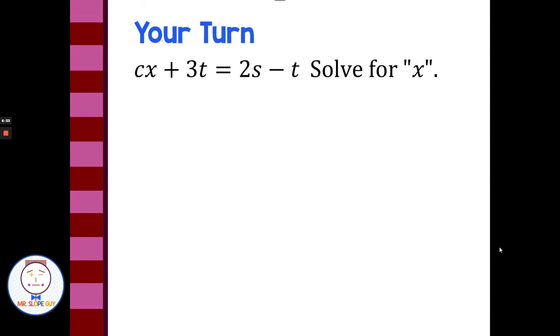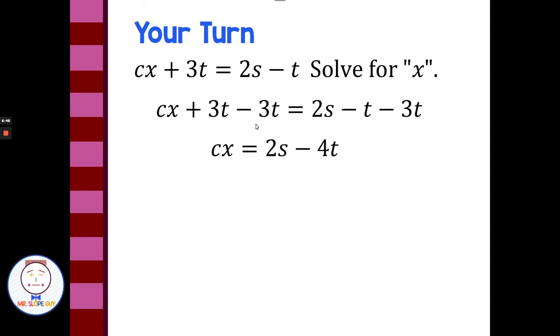All right, welcome back. So to get the x term by itself, I'd start by subtracting 3t from both sides. And on this side, I have like terms. I have a minus 1t and a minus 3t, which adds up to negative 4t. This side, the 3t and negative 3t cancel out and leave cx. See how we combine these here on the right side.